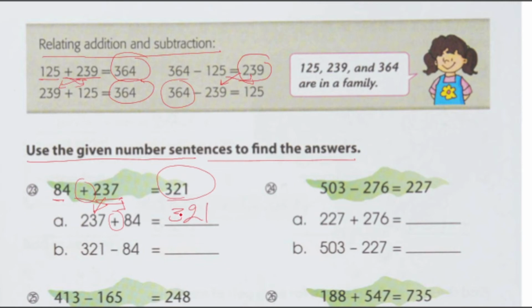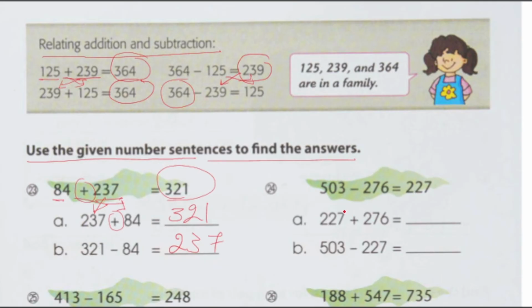That means 321. But in case of subtraction, if we subtract a smaller number from the biggest number, and we subtract one of them, we will get the other number. That means if we subtract 84, the balance will be 237, because 321 is the addition of 84 and 237. That means if we subtract one of them from 321, we will get the other number. So as in this case.